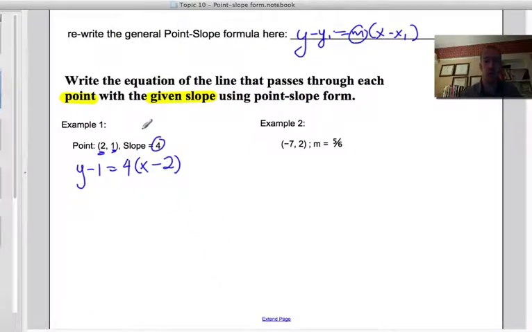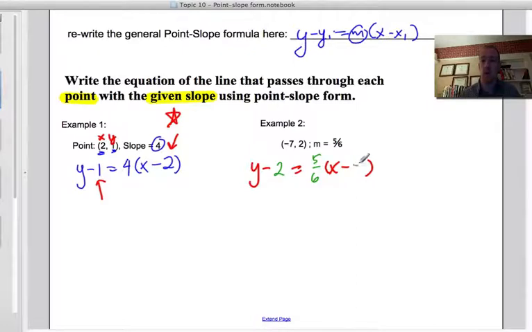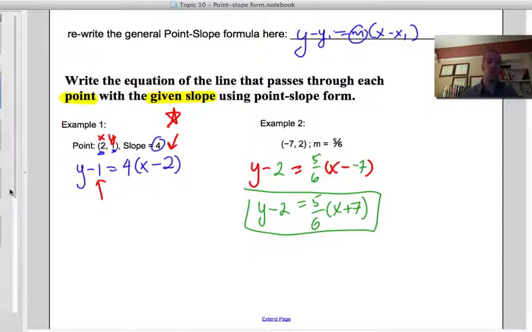Alright, and just be careful that, see how this is the x first and the y, the x is on the left. Don't put the 2 on the left and the 1 on the right just because of their spacing. X goes with the x coordinate, y goes with the y coordinate. Alright, second example. Y minus the y coordinate equals the slope times x minus the x coordinate. So the y coordinate is 2, the slope is 5/6, and the x coordinate is -7. So minus a negative, we clean it up like this. Done. Alright, that's point-slope form.